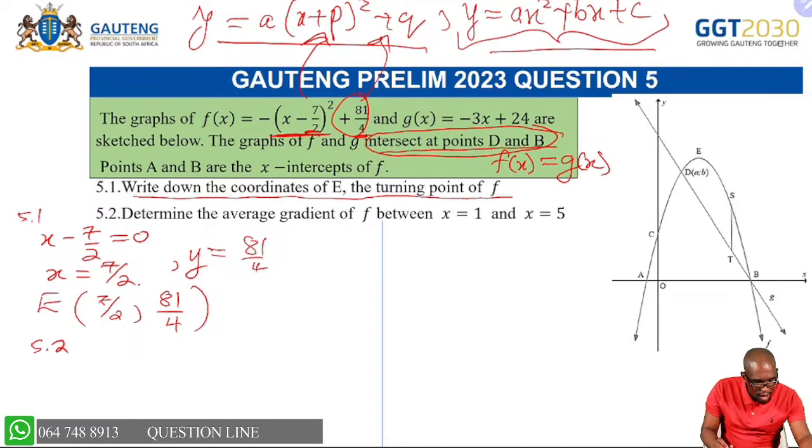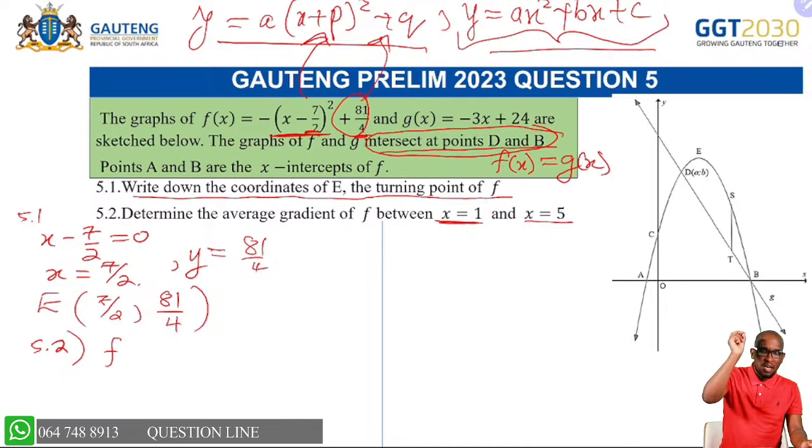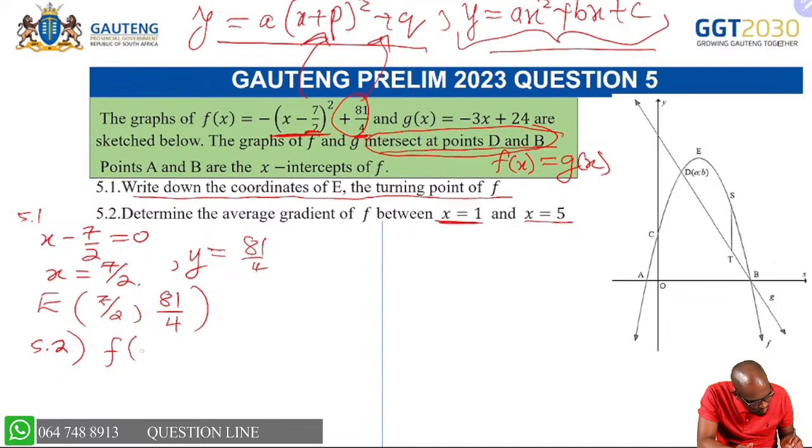5.2, determine the average gradient of f between x is equal to 1 and x is equal to 5. To find the average gradient, we will find f of 1 and f of 5, because it's between 1 and 5. So we're going to substitute 1 into the parabolic equation, and then substitute 5 into the parabolic equation to get the corresponding values of y. So we're going to put in our f of 1, which means where you see x, you're going to put 1 minus 7 over 2 squared plus 81 over 4.